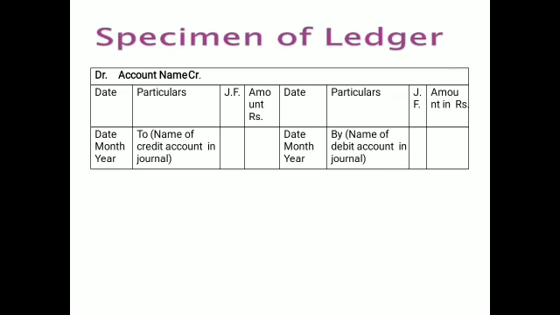When the name of the account is listed here, if it is debit, then the name of the credit item is to be listed in the To column. And then, By the name of the debit item will be placed there. Suppose I am taking one example here: RAM account debit to sales account.